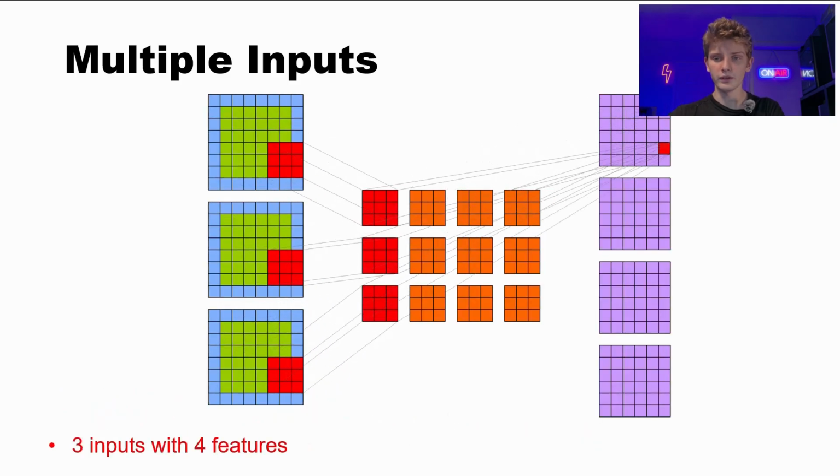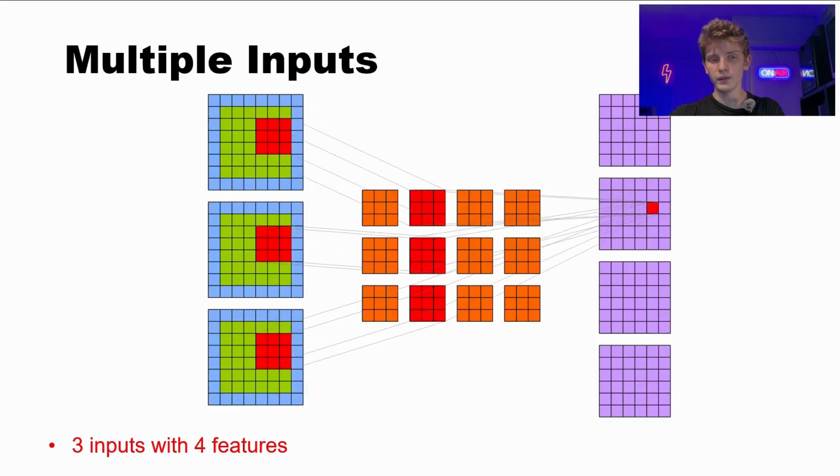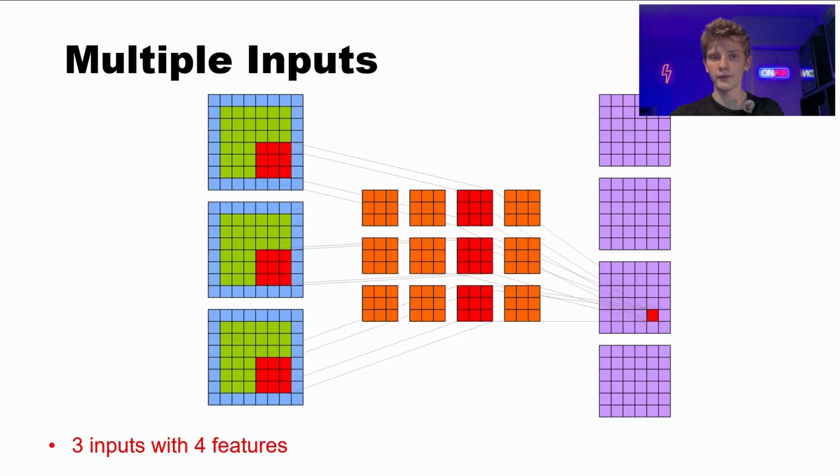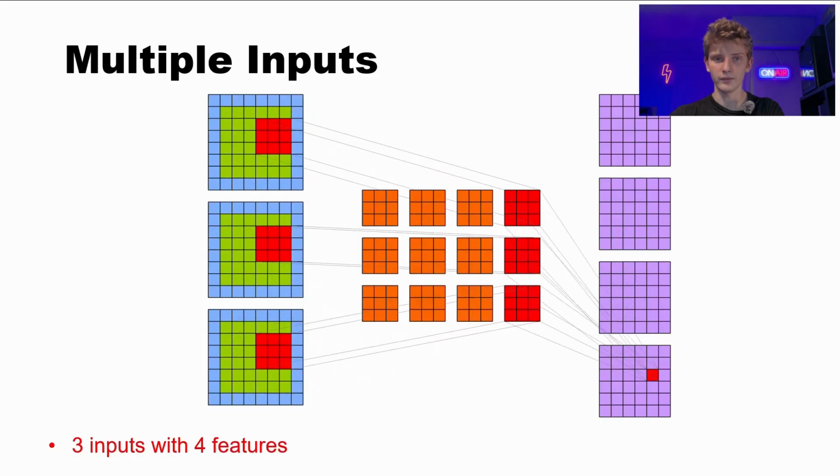Here's another example. Here you can see we have 3 inputs, we have 4 filters, and of course, for every filter, it has its own output matrix.